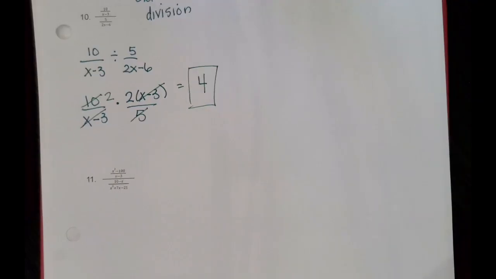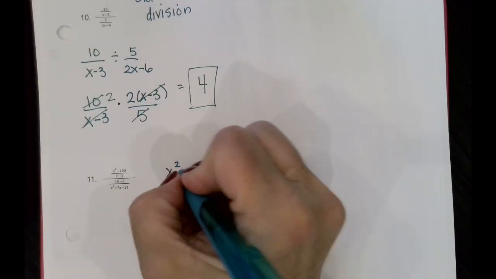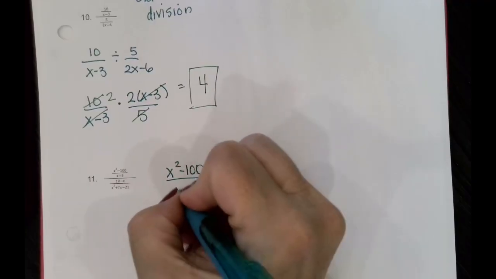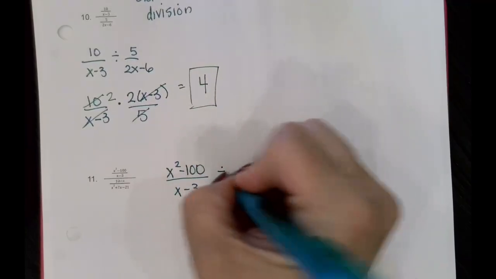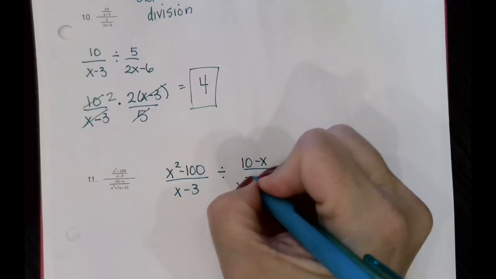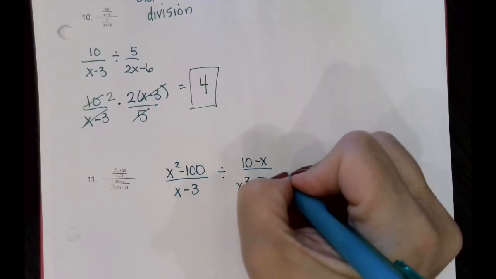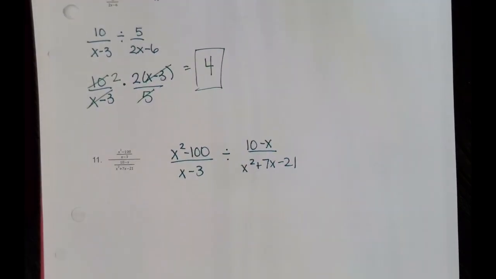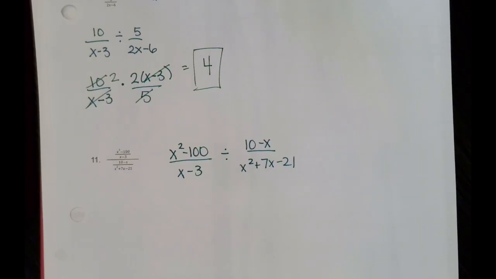All right, this next one, it looks tricky, right? (x squared minus 100) over (x minus 3), divide, so old school, (10 minus x) over (x squared plus 7x minus 21). All right, I'm going to pause this. You do the same. You go work it and come back. This is the last question.